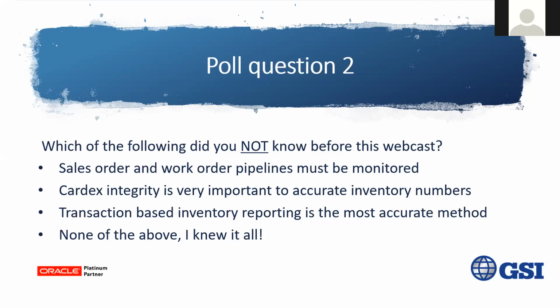Right at the moment, it looks like we have a clear winner. Okay, not much changes now, so let me end this. And our winner is the sales order and work order pipelines must be monitored. Well, good. I'm glad that we've learned something this afternoon. It's not very difficult to set up those reports, and it's a good thing to know. So now you can take that back to your company and get that inventory process cleaned up a little bit more. Excellent, guys. Excellent.